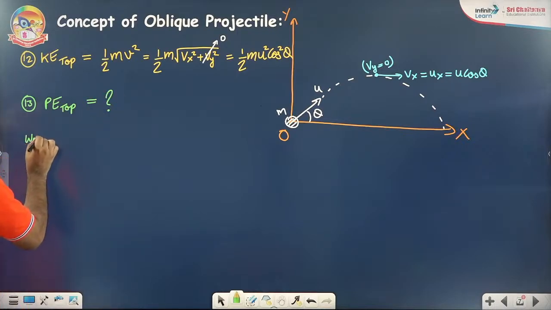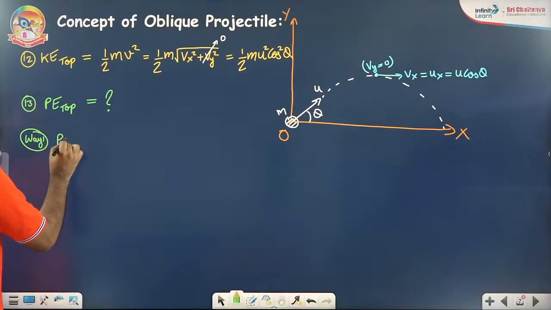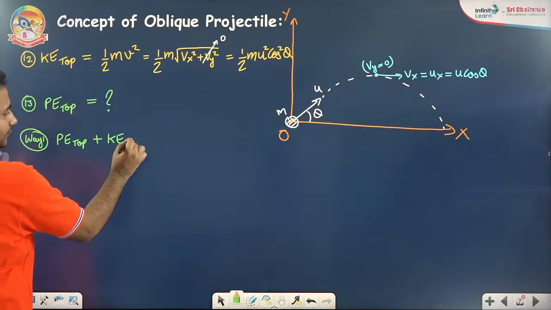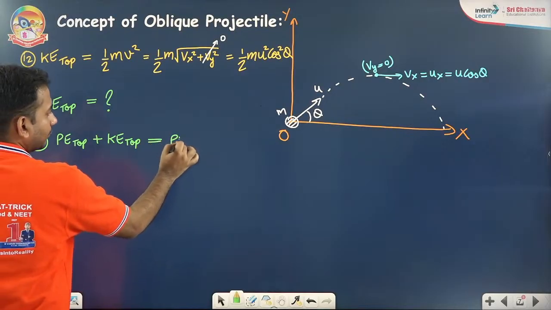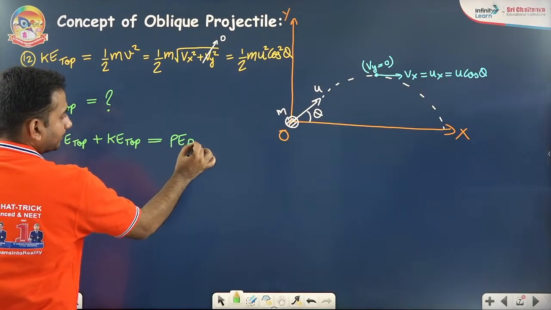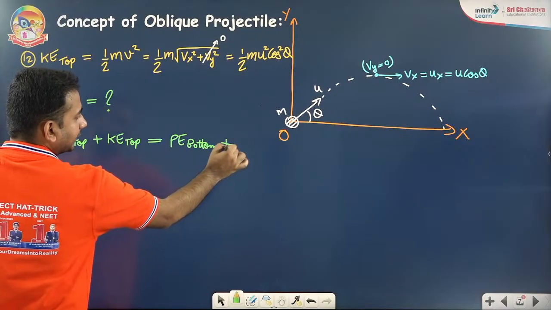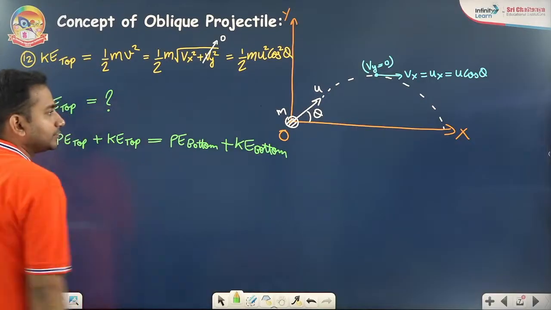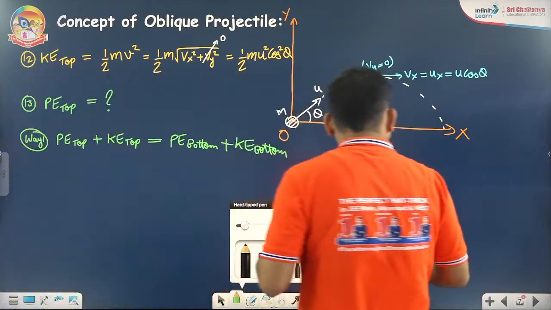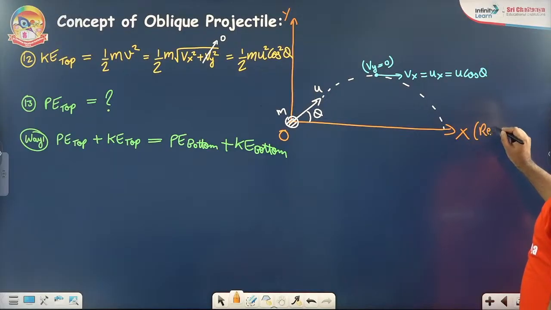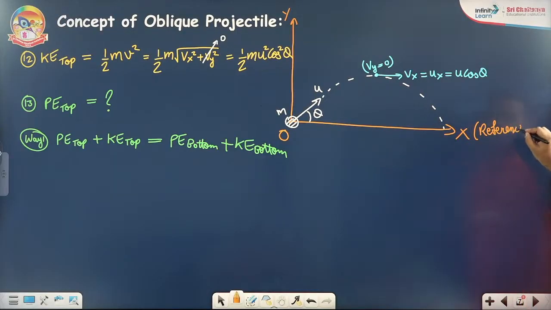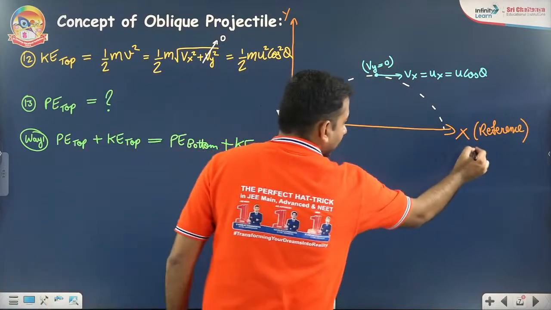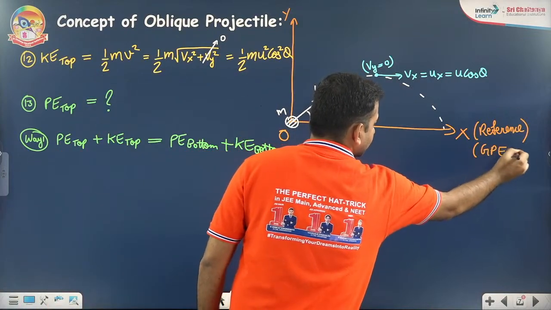So way 1: potential energy at the top plus kinetic energy at the top, conservation of energy here, must be equal to potential energy at the bottom plus kinetic energy at the bottom. Let us assume the ground, the x-axis, is the reference level, where gravitational potential energy is 0.